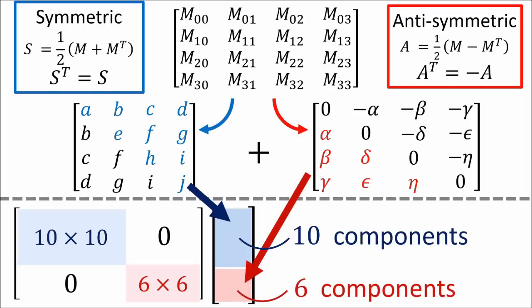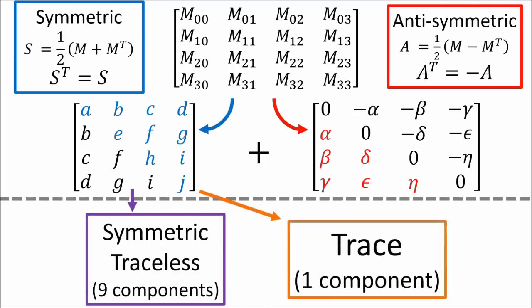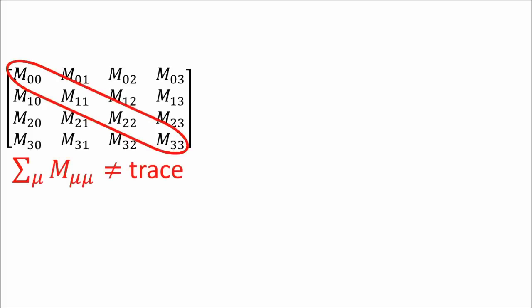Now, the 10-dimensional symmetric representation can be decomposed further, because the trace of a rank 2 tensor is invariant in all coordinate systems. Now, we have to be careful here. If we take the matrix for our rank 2 covariant tensor M, the sum of the diagonal elements is not invariant under a Lorentz transformation. Instead, we need to raise an index using the inverse metric tensor G.